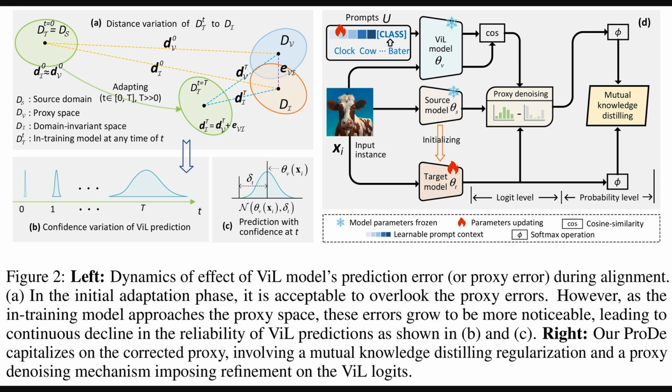Building on that idea of proxy error correction, these diagrams dive deeper. On the left, they illustrate the dynamics of this proxy error. Initially, as the model adapts, the error between the vision language model's guidance and the ideal adaptation path is small. But as adaptation progresses, this error can grow, making the vision language model's predictions less reliable over time. Then, the right side shows how ProDe capitalizes on this understanding. It applies proxy denoising directly at the logit level. Logits are the raw scores a model produces just before they're converted into final probabilities, and then uses mutual knowledge distilling regularization, a technique to encourage consistent learning between the corrected guidance and the adapting model.